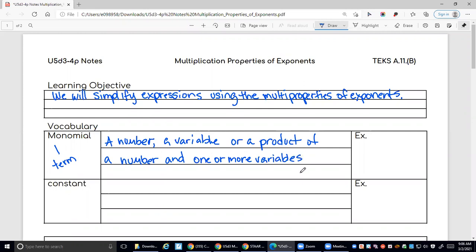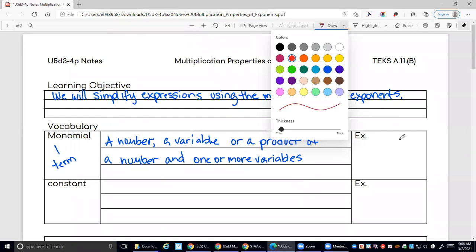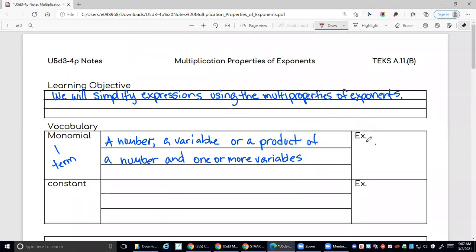Okay, so the main thing, and I'll show you an example. You could have something like 8. That's a number, right? It could be just x. That's a variable. It could be a product of a number and a variable. So it could be 8 times x. You could have exponents, 8x to the second power. You could also have another variable, yes?